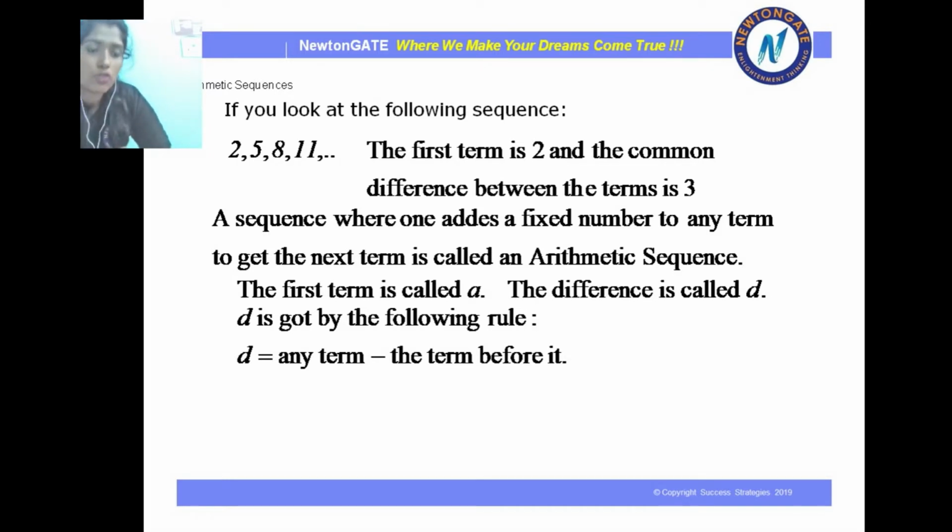Take any term. You want to take the first, last, whatever term you are taking, you have to take any term and the term before it. So obviously if you take the first term, there is nothing before it. So definitely the second and the first, the third and the second. So anyways, the 100th one and the 99th one. So any terms you take, you can get D using this formula. And that is the common difference which is added or subtracted to get the next term.